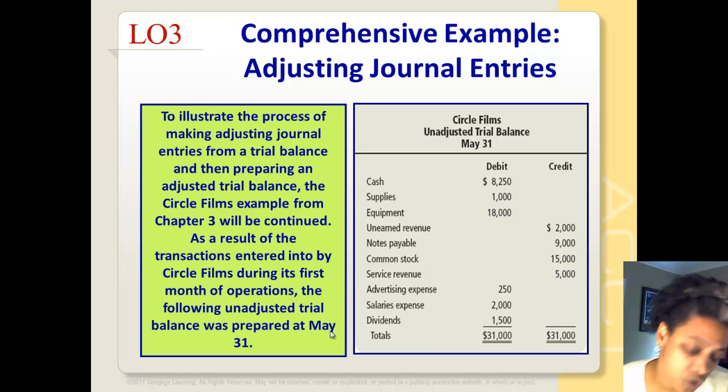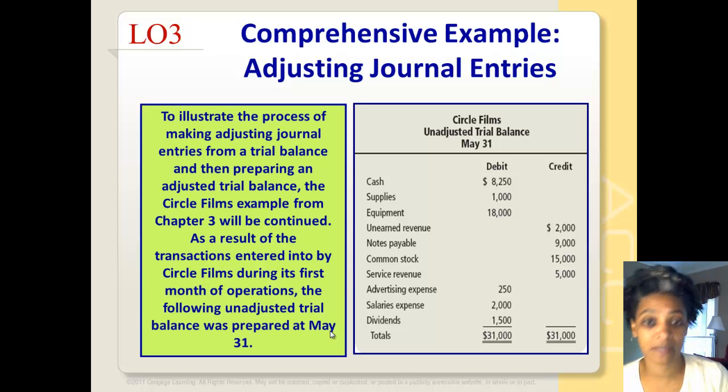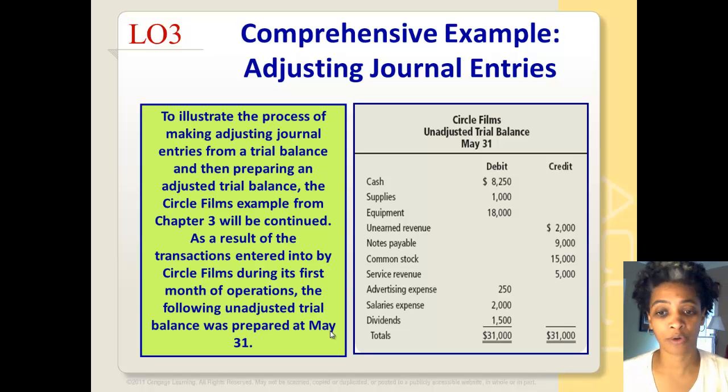So as a result of the transactions entered into by Circle Films during its first month of operations, we've got this trial balance that's shown here as of May 31st. So remember, the trial balance is just pulling all of those account balances over from the general ledger, and the debits have to equal the credits.